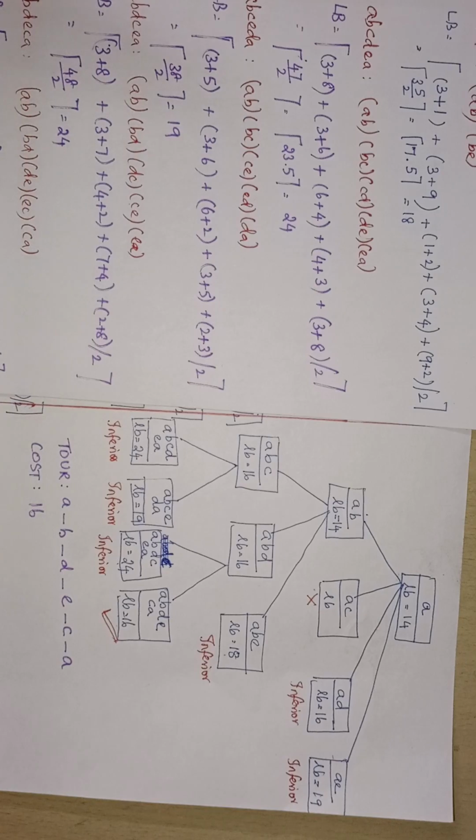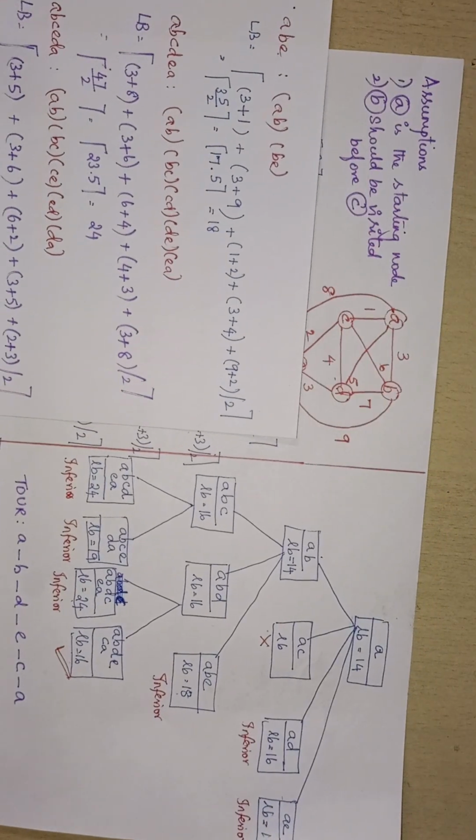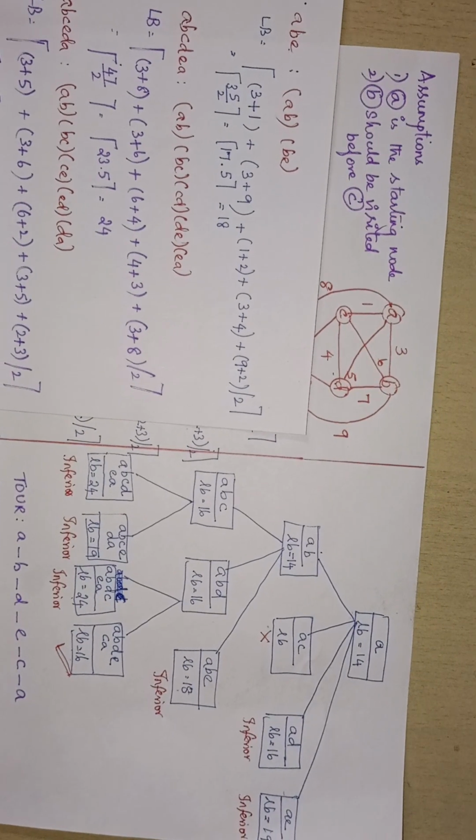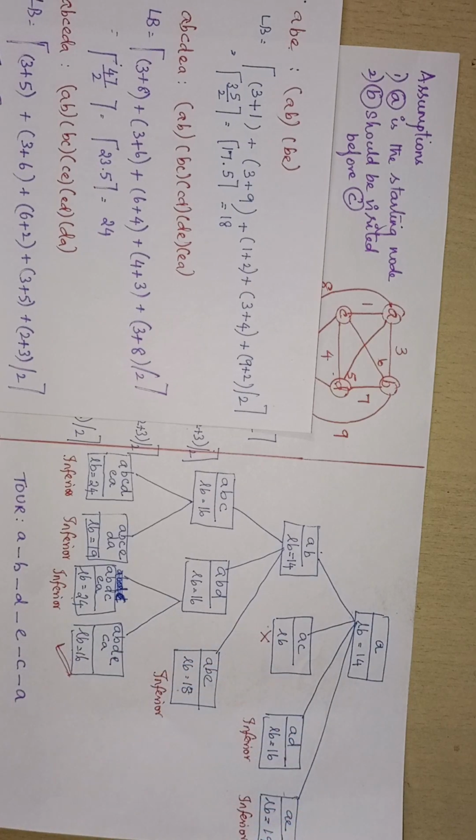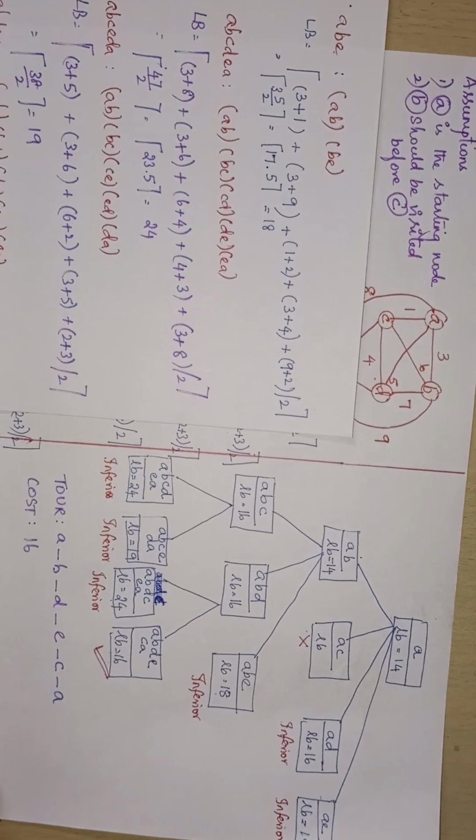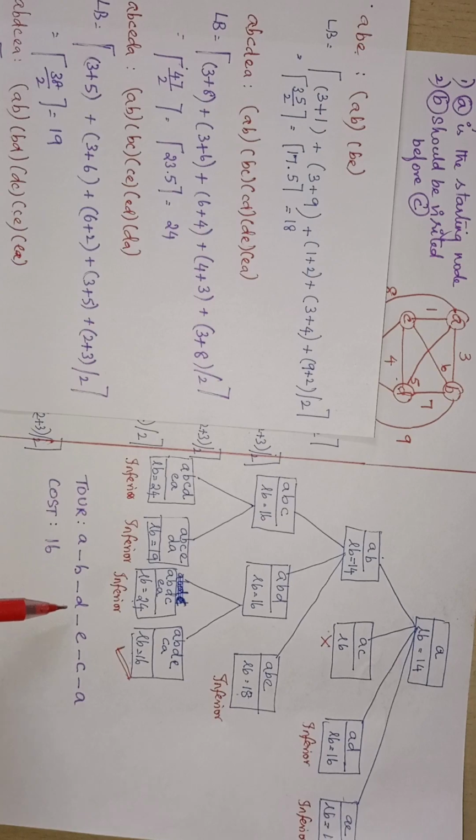So for the given graph, this is the state space tree, and the tour is given: A to B, B to D, D to E, E to C and C to A, and the minimal cost taken by the salesperson is 16.